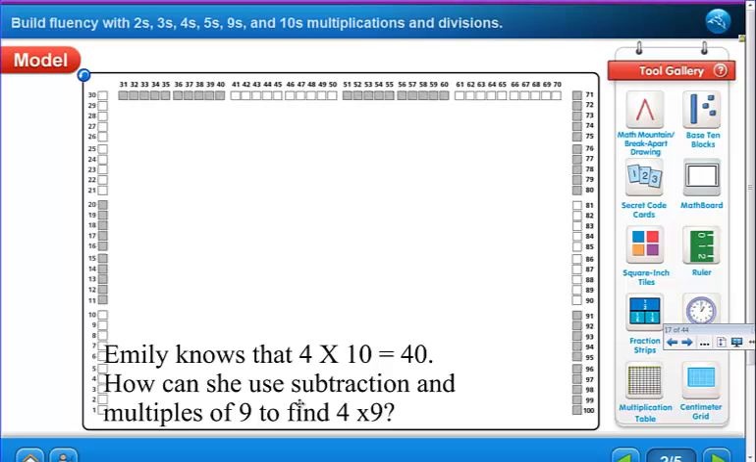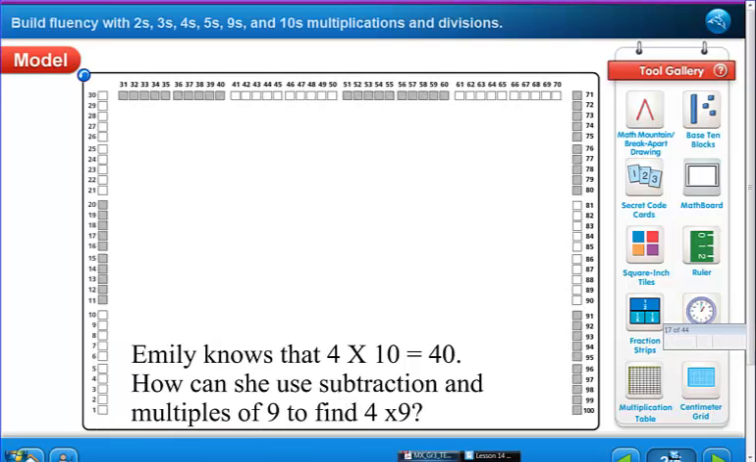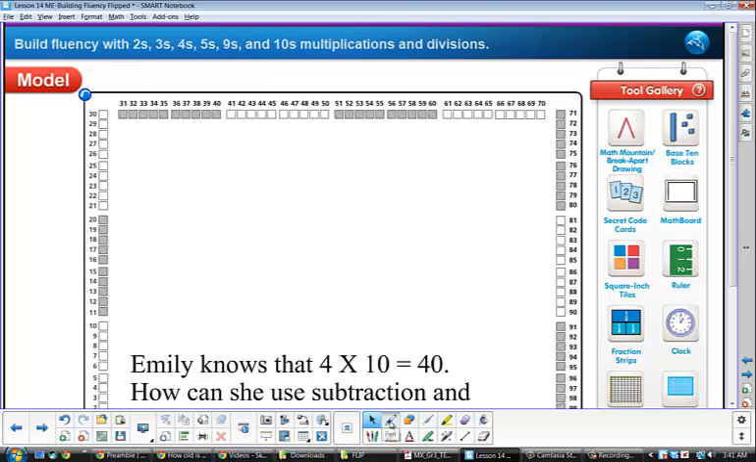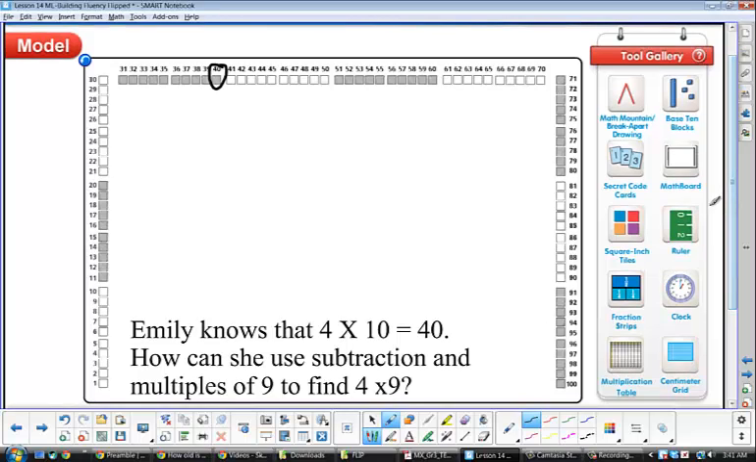I'm going to use the math board to help me. And I'm going to need a pen, so let me grab a marker. Now I know 4 times 10 is 40. Now to help me with this problem, I can use subtraction and multiples of 9 to find 4 times 9. So I could go and count by 9. 1, 2, 3, 4, 5, 6, 7, 8, 9. Plus 9 more is 18. Plus 9 more is 27. Plus 1, 2, 3, 4, 5, 6, 7, 8, 9. So I can find it by counting and adding by 9.